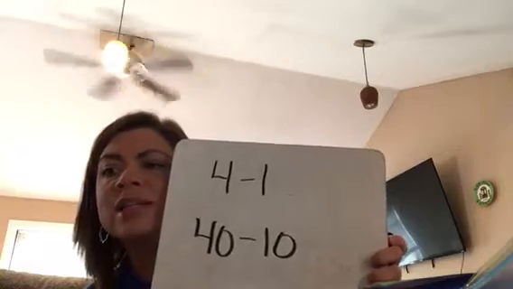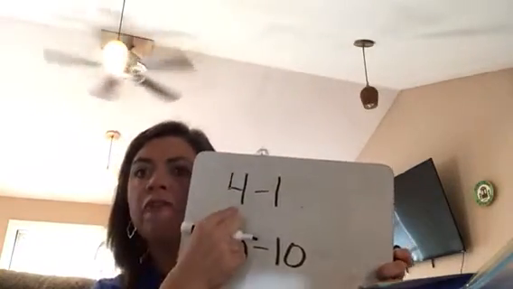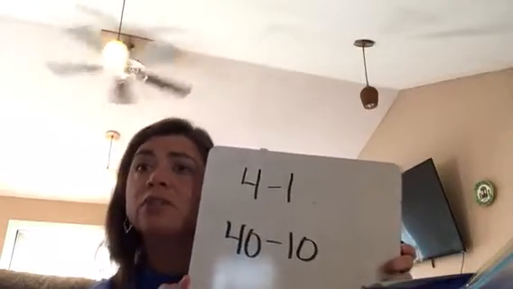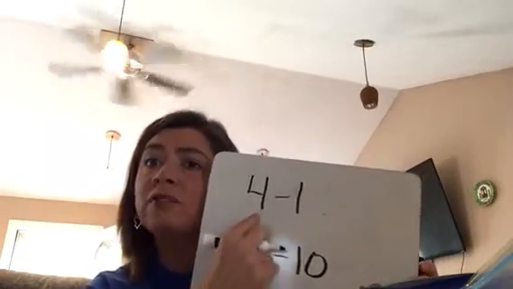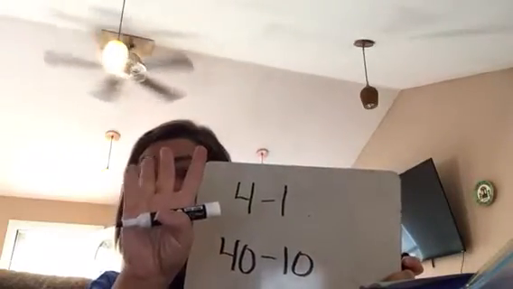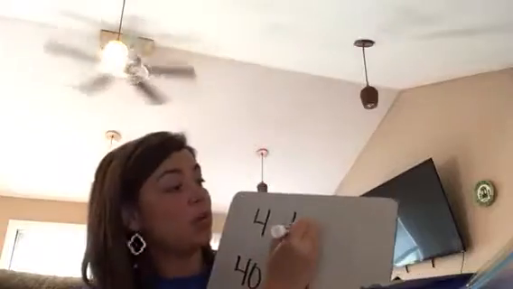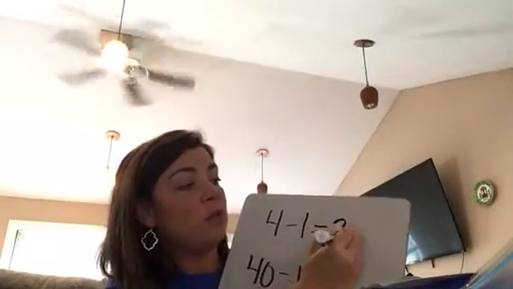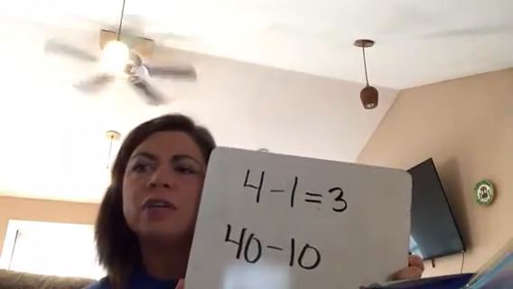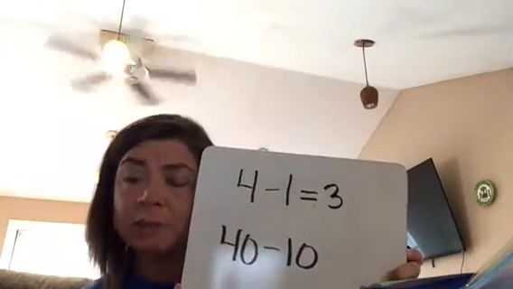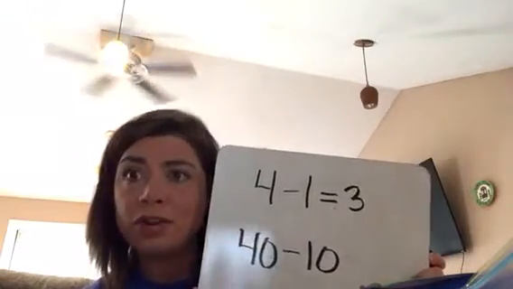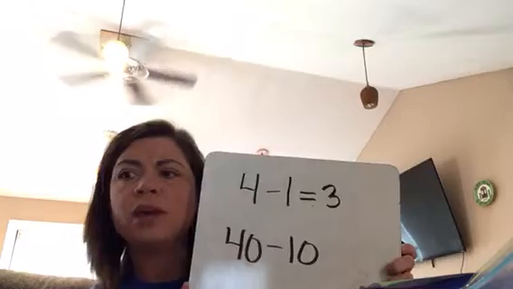Now, what is the difference of 4 take away 1? Remember, the difference is the answer to a subtraction problem. So what is the difference in 4 take away 1? That's right, it is 3. So 4 take away 1 equals 3. Think about it for a minute: how can you use that difference to find 40 take away 30?